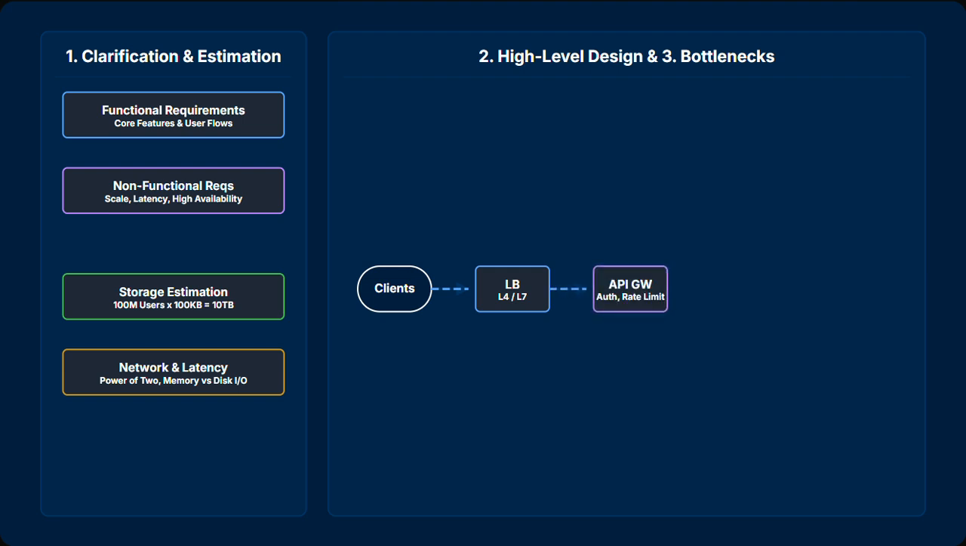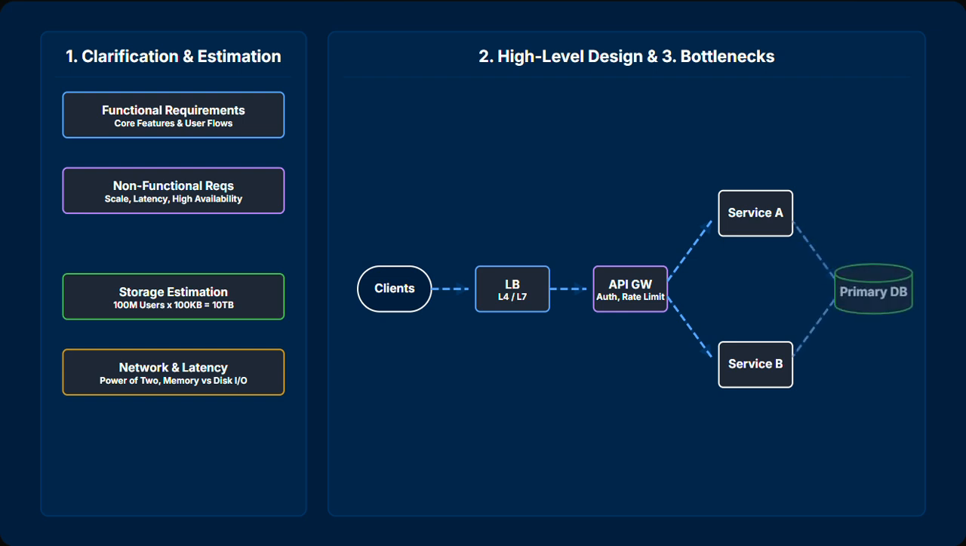Next, we lay out the core microservices. We keep these as big functional boxes. We avoid diving into database schemas until these major components are firmly in place. Below the services, we introduce the data layer. Based on our earlier estimates, we select appropriate databases, like a NoSQL store for massive scale or relational for transactions.